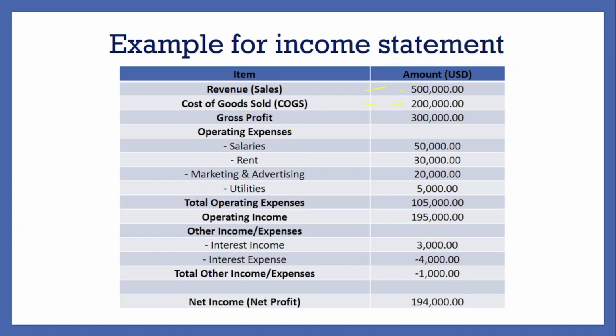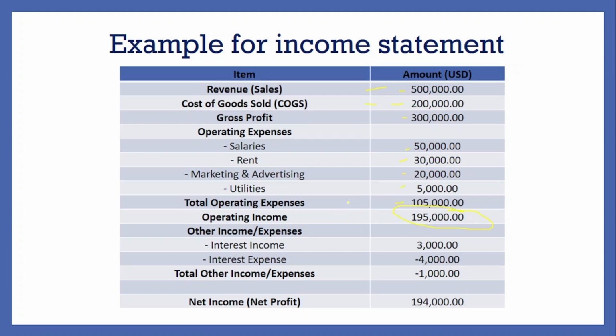Once we calculate the gross profit, we come to the operating expenses. The first ones are salary, rent, marketing and advertising, and utilities. So here the total operating expenses are 105,000: 50 plus 30 plus 20 plus 5. So we are going to calculate the operating income now. You have to deduct this 105 from this gross profit to calculate this operating income.